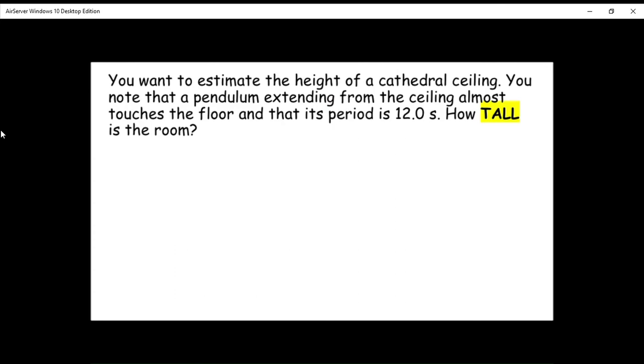You want to estimate the height of a cathedral ceiling. You note that a pendulum extending from the ceiling almost touches the floor and that its period is 12 seconds. How tall is the room? Your turn first, and just think about what tall means before you get started, what you're looking for.